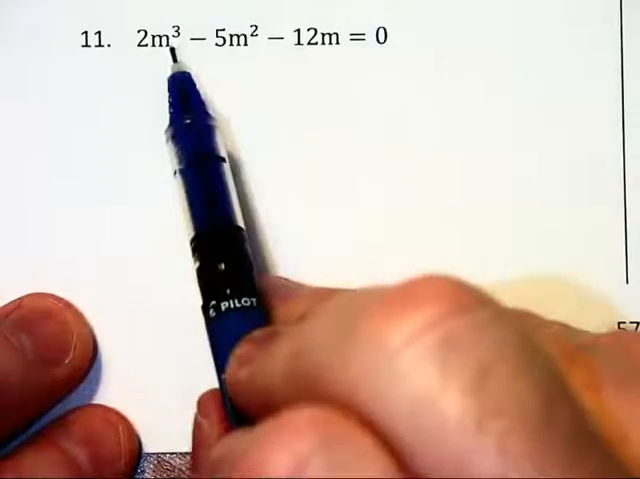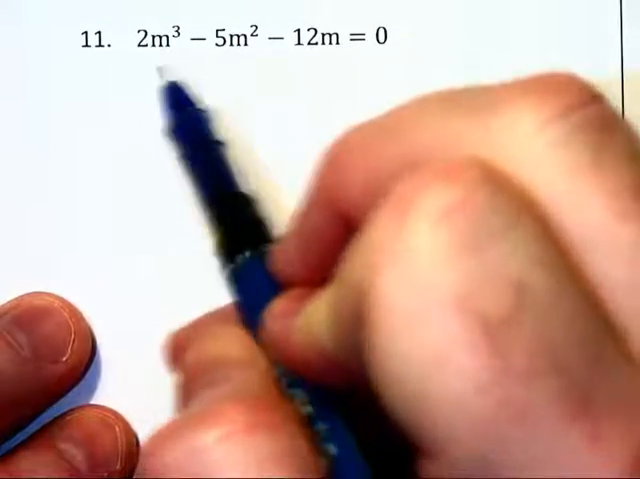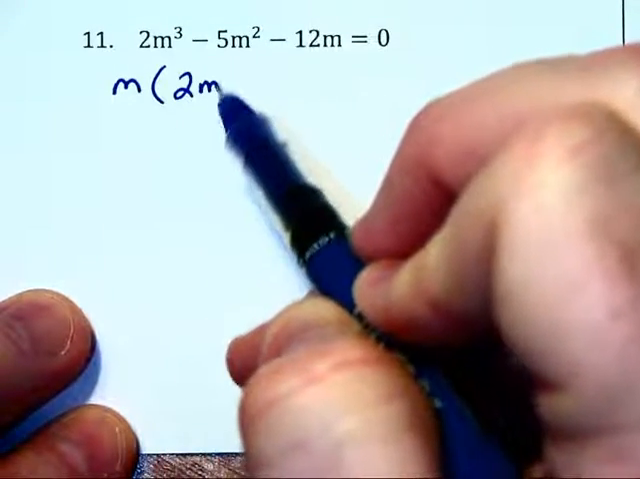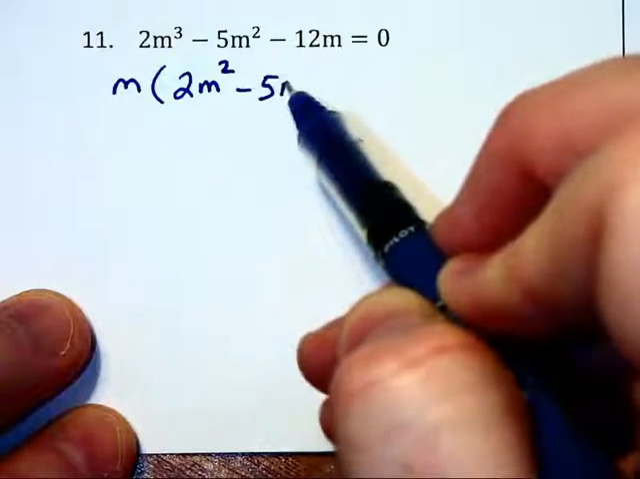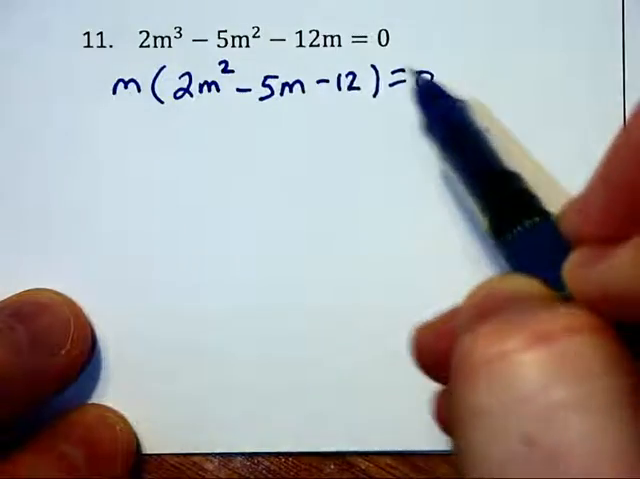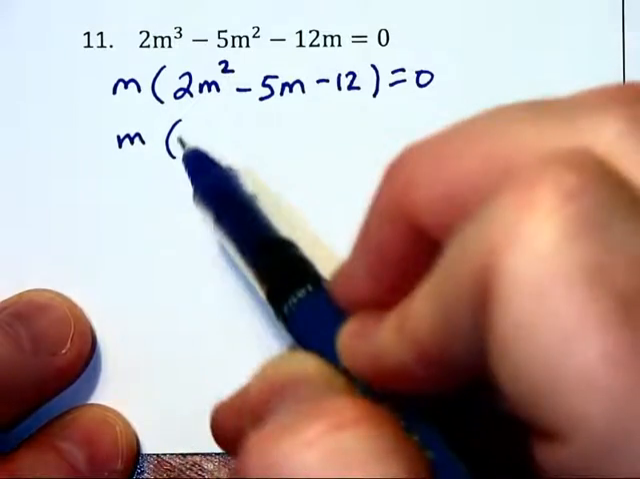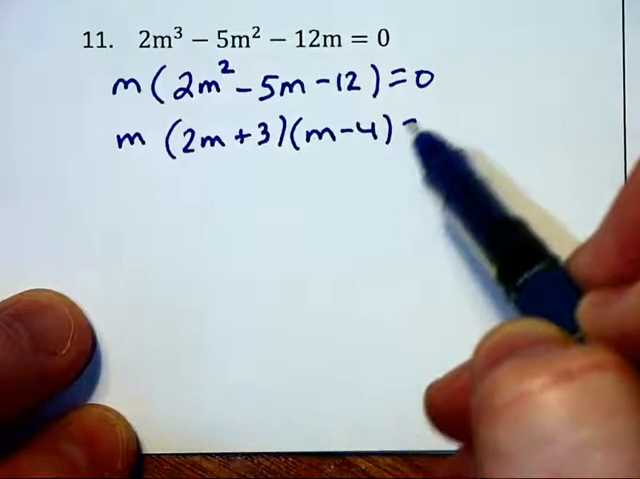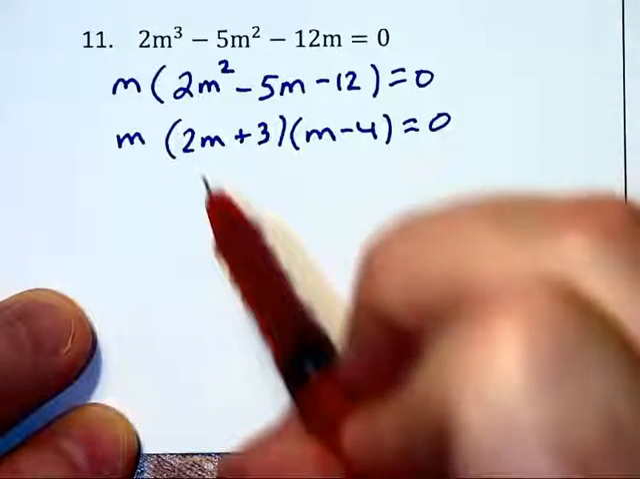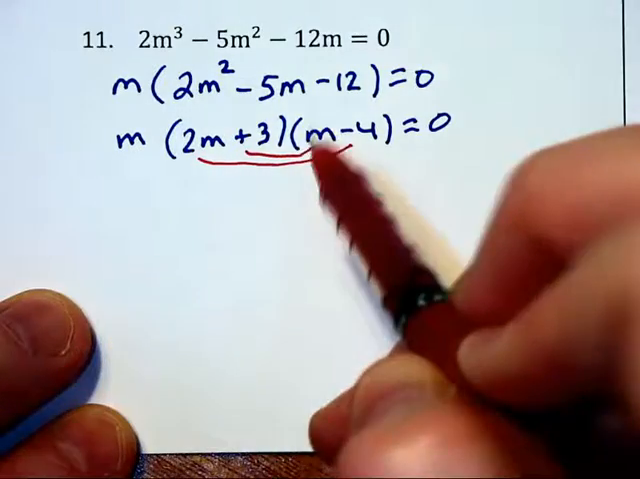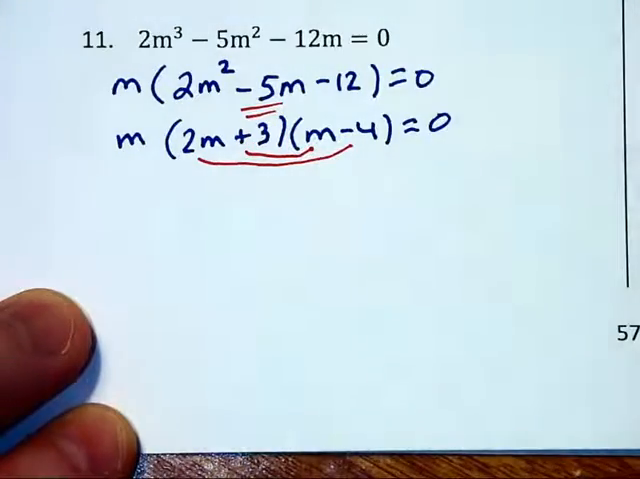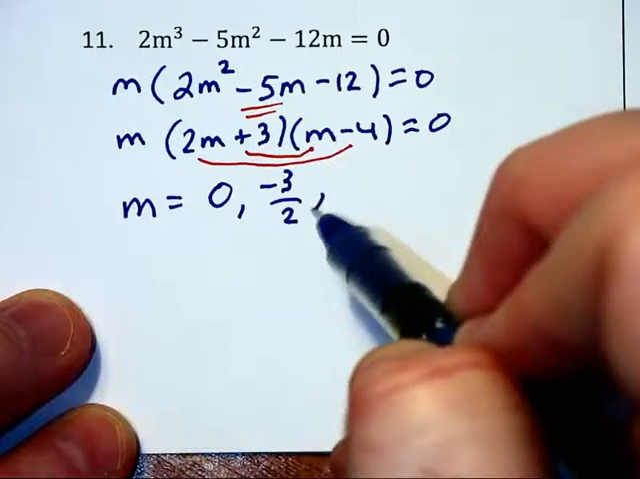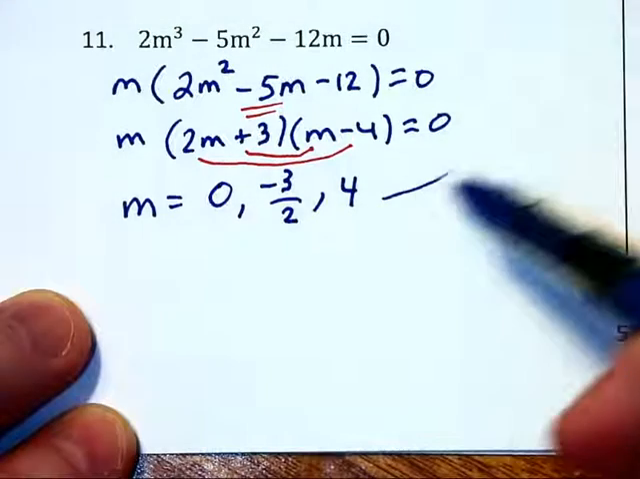Since this next problem has an m to the third in it, we would expect to have 3 solutions to this problem. I can factor out an m, leaving me with 2m squared minus 5m minus 12, and that will factor further into m times 2m plus 3 times m minus 4 equals 0. Notice when I check my inner and outer, I have a minus 8 and a plus 3, making that minus 5. And so my 3 solutions will be 0, negative 3 halves, and 4, all of which will check back in the original problem.